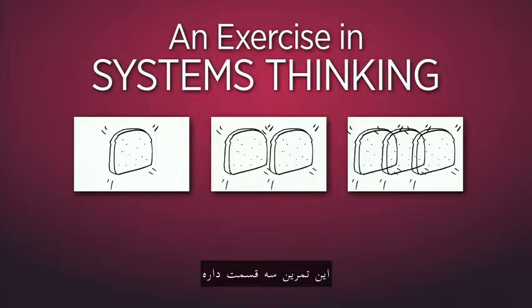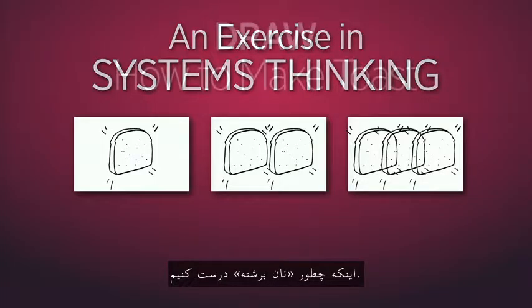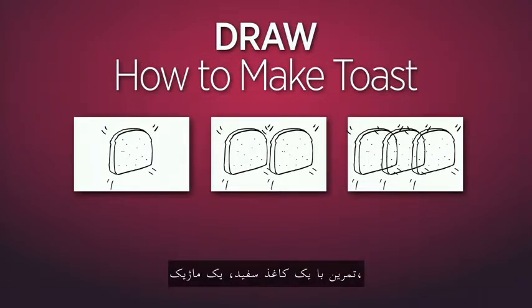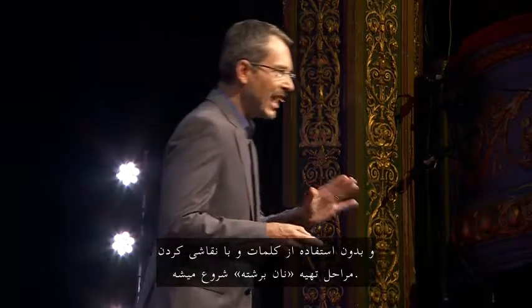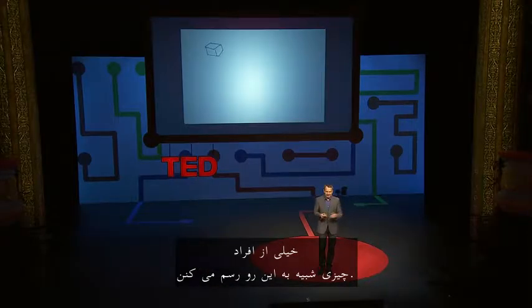The exercise has 3 parts, and it begins with something that we all know how to do, which is how to make toast. It begins with a clean sheet of paper, a felt marker, and without using any words, you begin to draw how to make toast. And most people draw something like this.